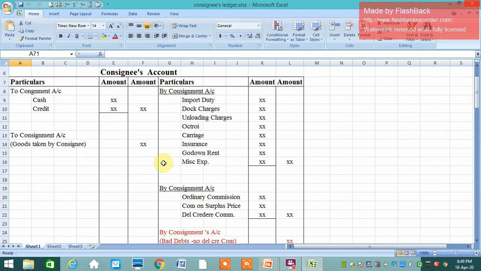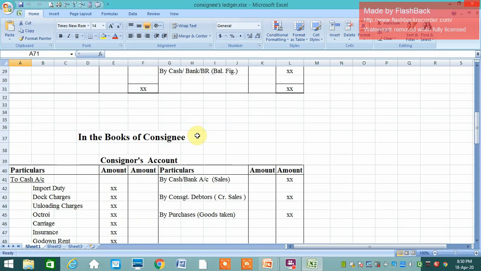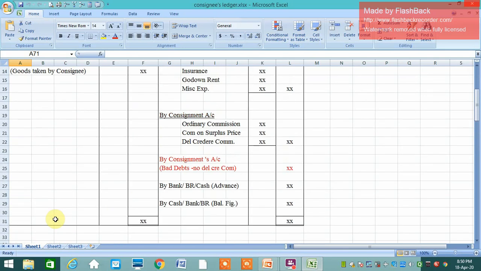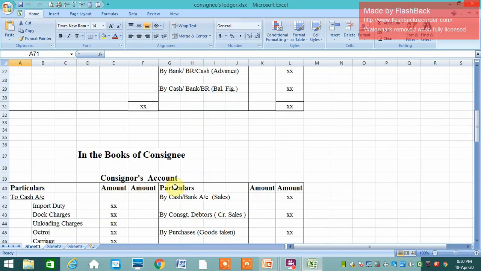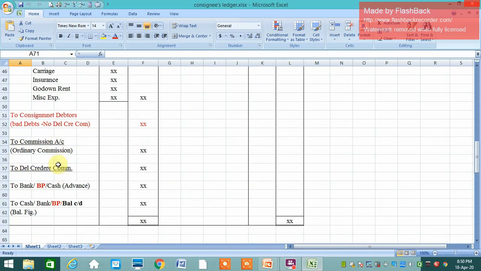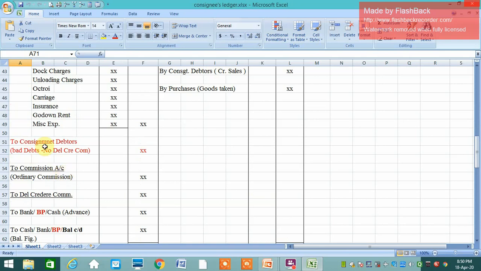Then here you can see the expenses are recorded as by consignment account. Those expenses will come here directly as to cash account, because these are the books of consignee and these are his expenses. So he can write to cash or bank. These are the expenses that he has incurred. Then commission will also come here only on the debit side: to commission, ordinary commission and Del Credere commission, which you have to record separately.